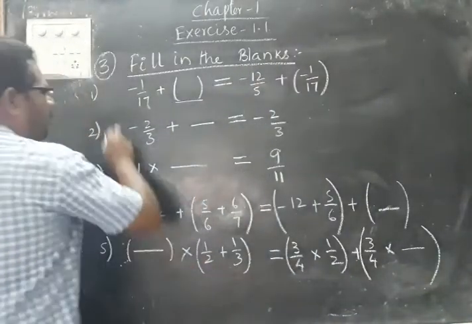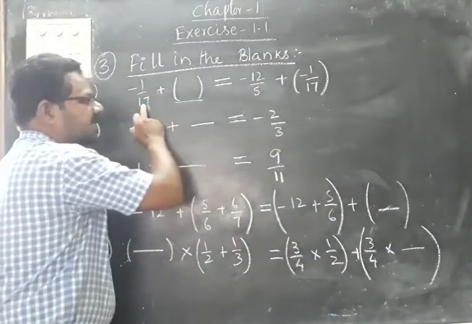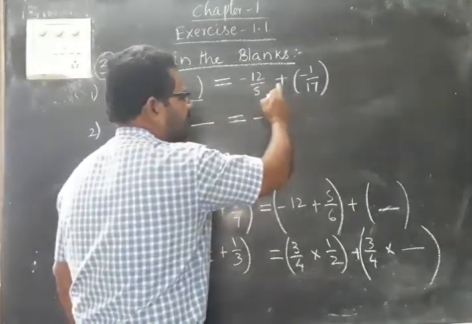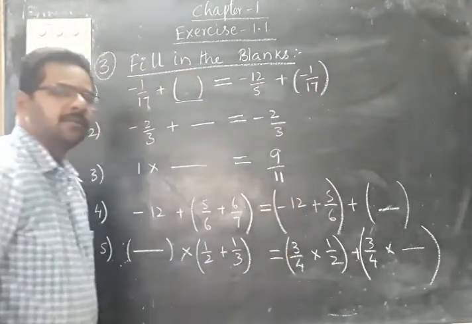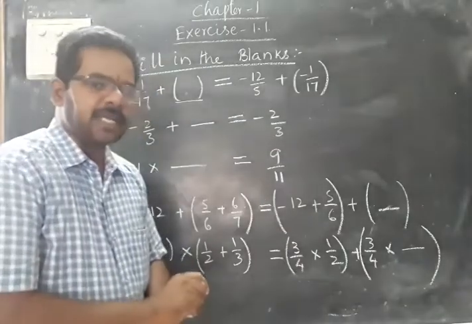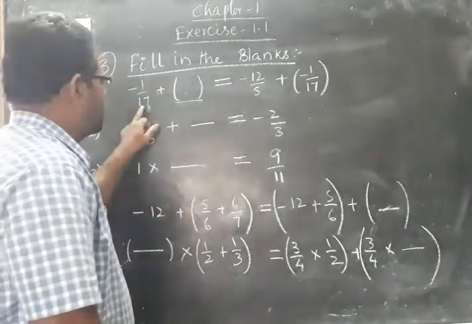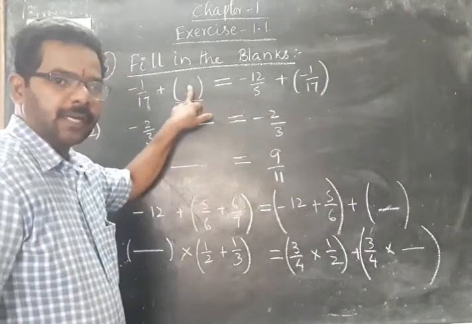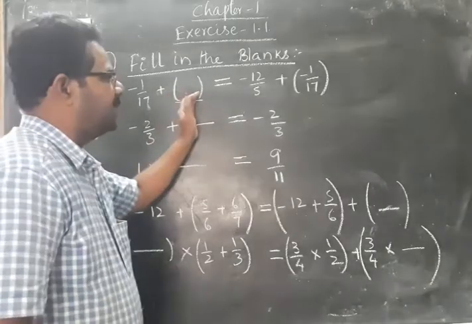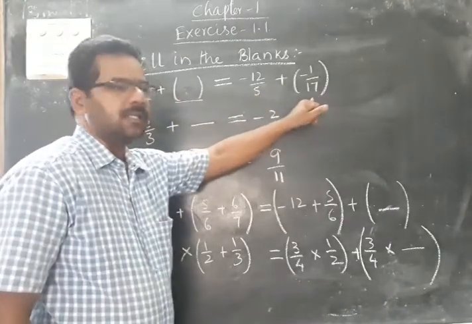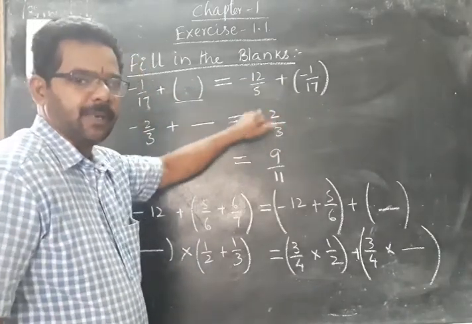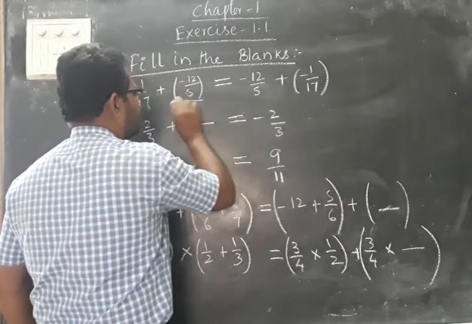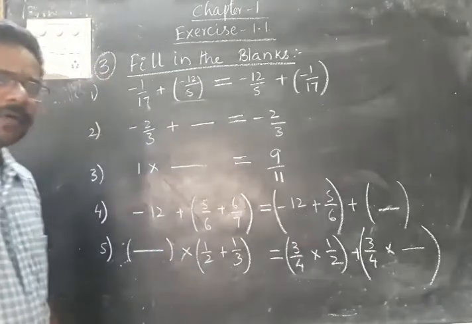So first one, minus 1 by 17 is going to be added with some number to get minus 12 by 5 plus minus 1 by 17. In the rational number properties we discussed, a plus b is equal to b plus a. The b number we don't know here, but here they have given b plus a. So what is the b here? Minus 12 by 5. So here we have to write minus 12 by 5 as the answer for the first one.